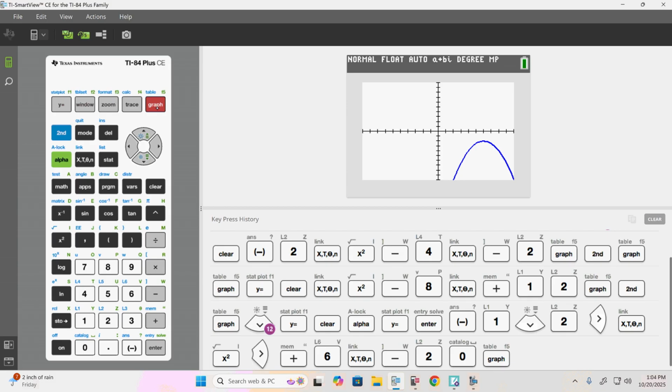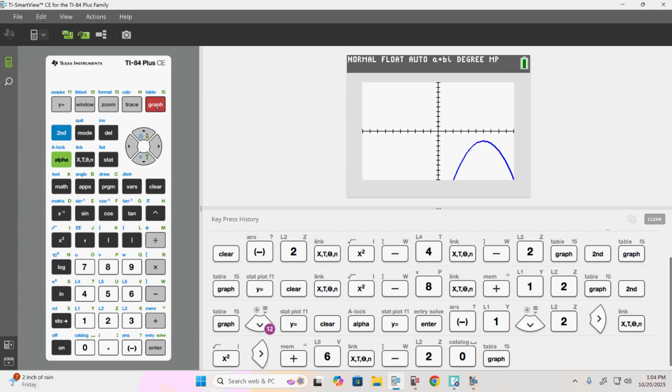Hit y equals negative 1/2 x squared, and then it was plus 6x, because the 6x was positive, minus 20. So where does it cross the x-axis? Does it cross the x-axis?